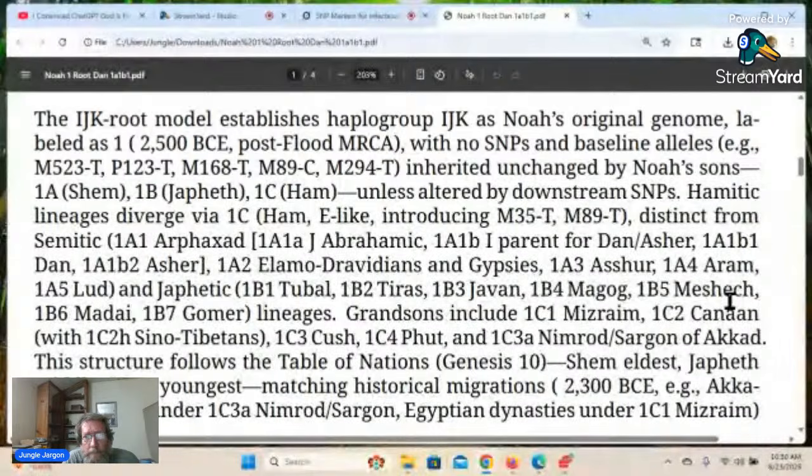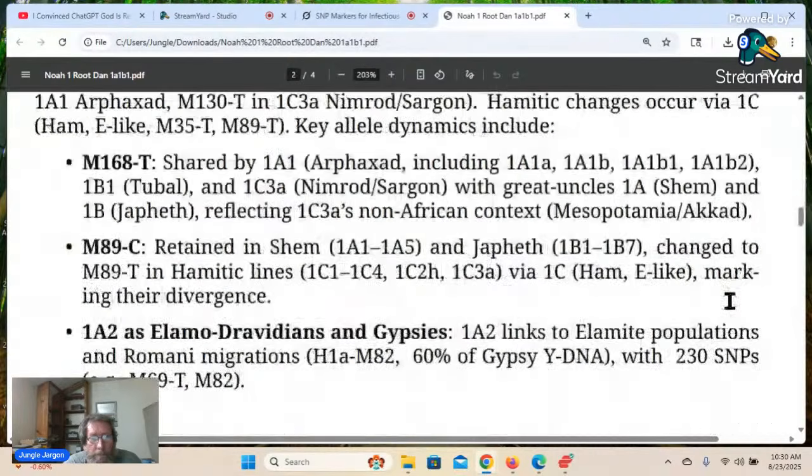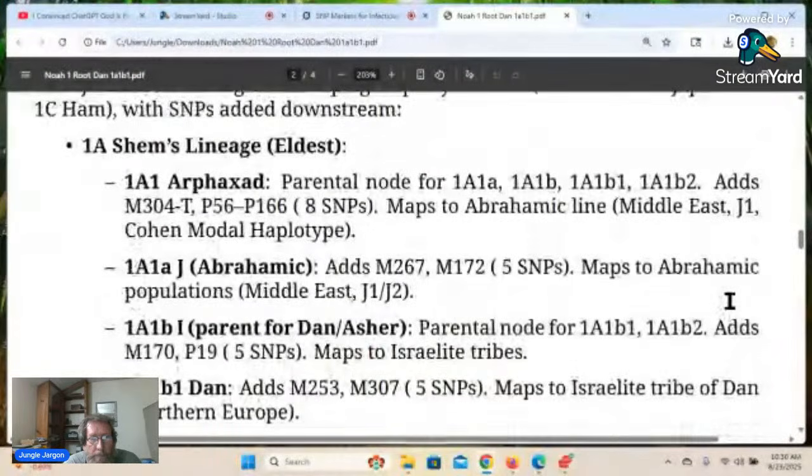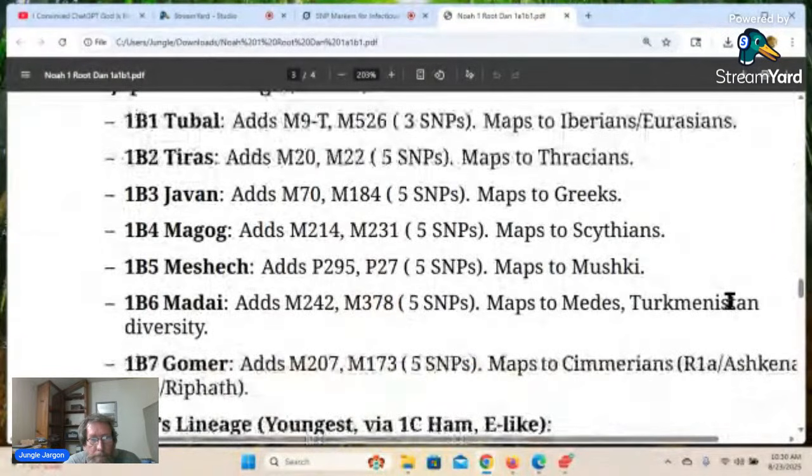Sublabels like 1A1A, J Abrahamic, and 1A1B1, 1A1B2, Dan and Asshur, align with biblical tribes, making the model resonate with scriptural records. Japheth 1B and Ham 1C, 1B, M9T, 20 SNPs, and 1C, M35T, M89C, 20 SNPs, follow as middle and youngest, matching Genesis 9:24, Ham youngest. Grandsons like 1B3, Javan, Greeks, or 1C3A, Nimrod Sargon, fit specific historical identities.